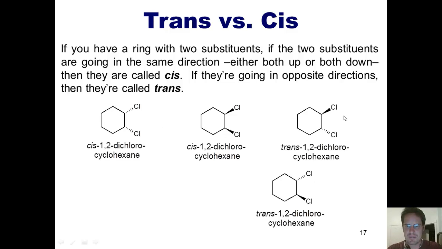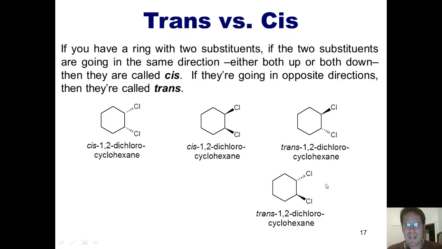Now here are two other examples. You'll note that in this example, the chlorines are pointing in opposite directions. One is going up and one is going down. In this example, this one is going down and this one is going up. Because the two substituents on the ring are going in opposite directions, these rings are called trans rings, and these substituents are trans to each other.